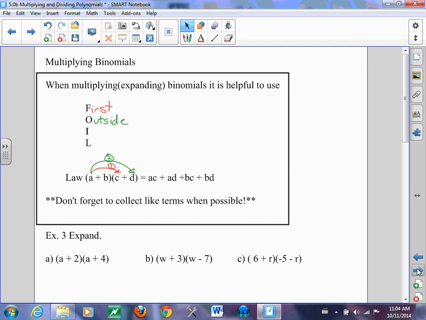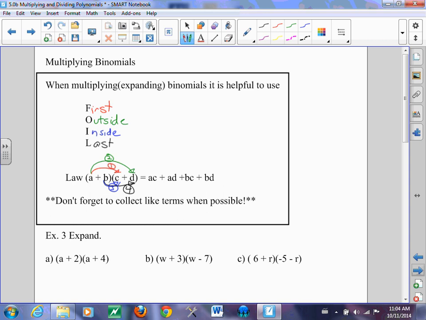Now we're going to do what's called the inside. So you're going to multiply those two together. So that's inside. And the last terms mean we're taking a look at the two last terms. So that's your fourth one there.